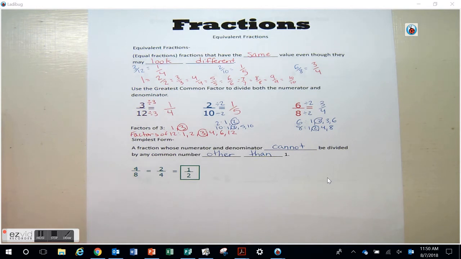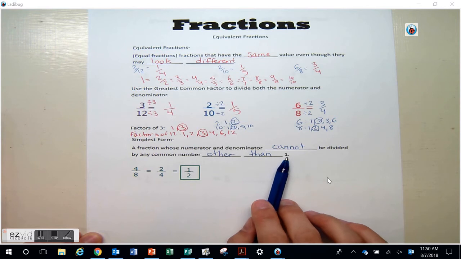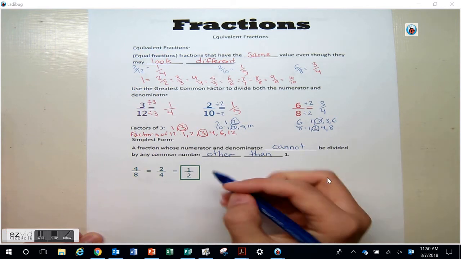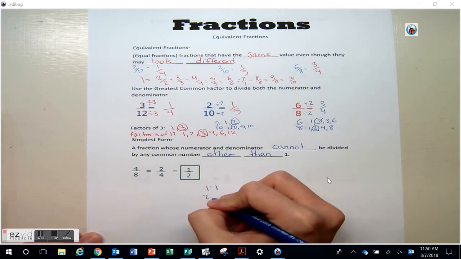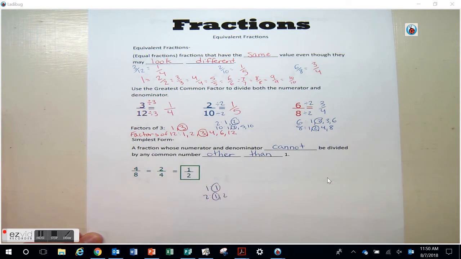Well, how do we make sure that we found the simplest form, that we simplified enough? The only way to make sure is to look at these two numbers. Can they be divided by any other common number other than 1? Let's see, the factors of 1 are 1. The factors of 2 are 1 and 2. So 1 is the only number that I can continue to divide these two by.